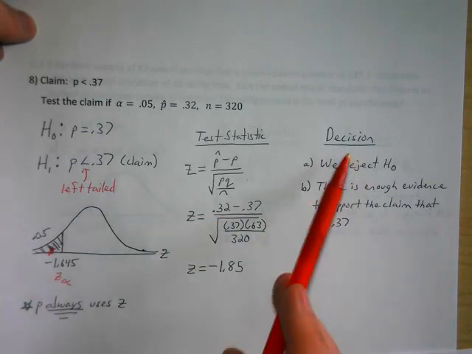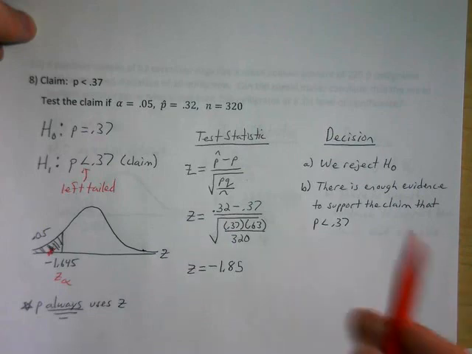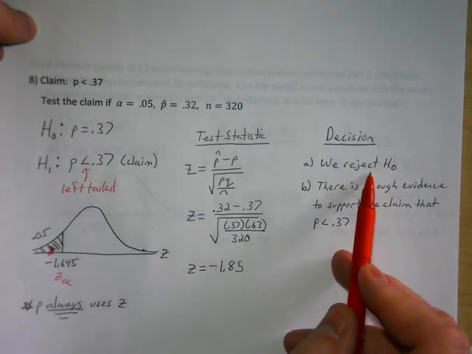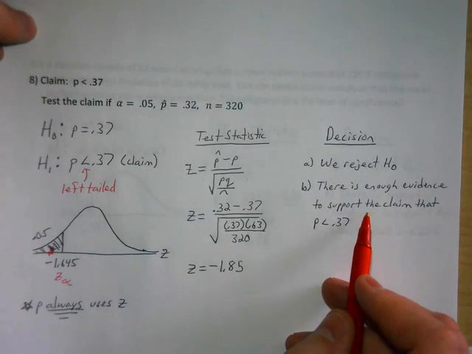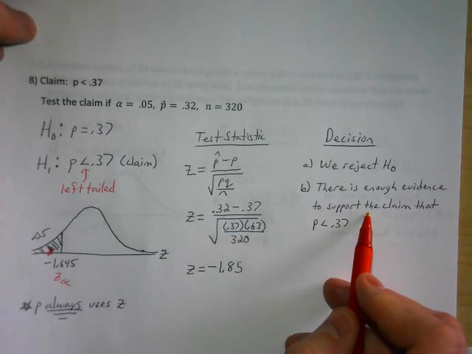Okay, and there's always 2 parts to the decision. The first part is always, what do you do about H0? And then the second part is always, what do you do about the claim?